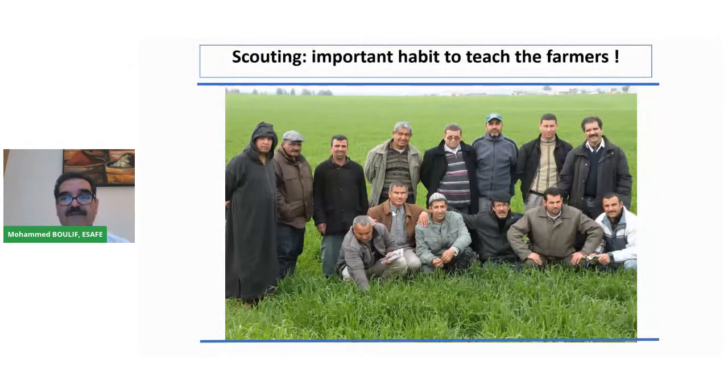The first thing that we have to teach the farmers is scouting, disease scouting. That means you have to go out and look out for the disease. You have to spot the emergence, the onset of the disease. You have to catch the disease before it flies, before it flies.